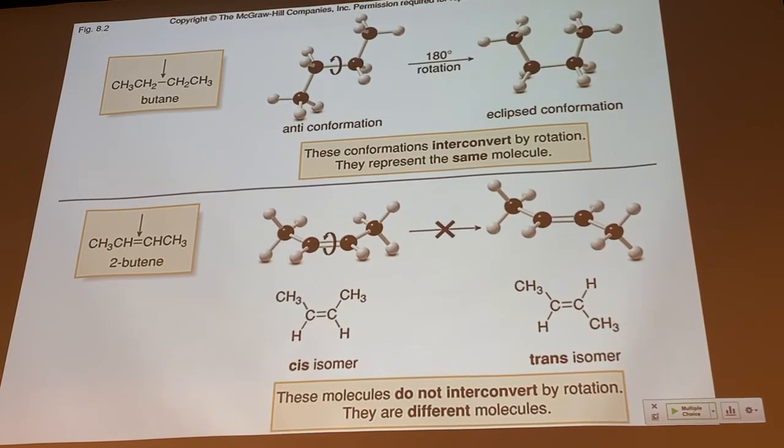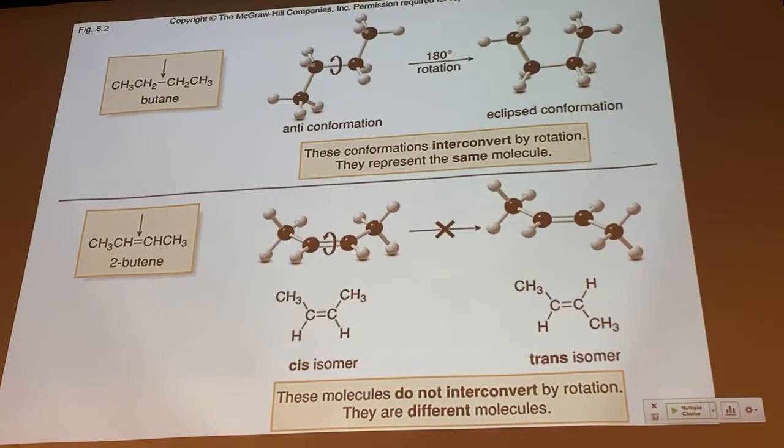When we have two groups coming off the same side of the ring, either the top or the bottom of a ring, we call those cis. And if we have our two alkyl groups coming off the same side of our alkene, we refer to that as cis. And then trans is when those two groups are on opposite sides of our alkene. Okay, so it's nomenclature that we're familiar with.